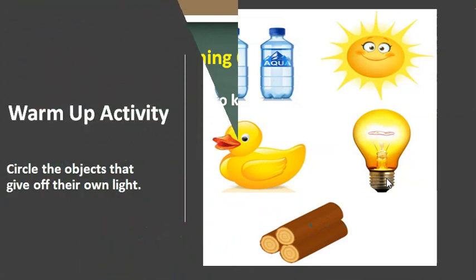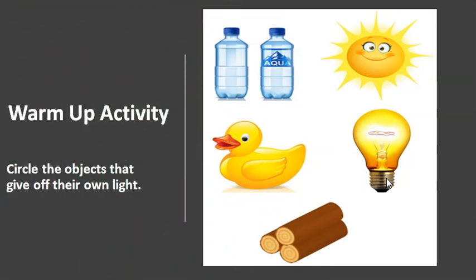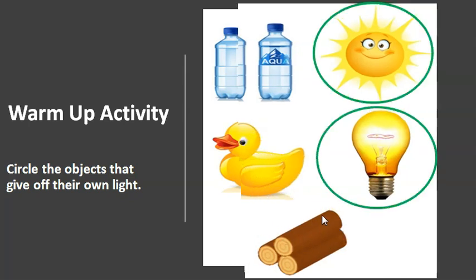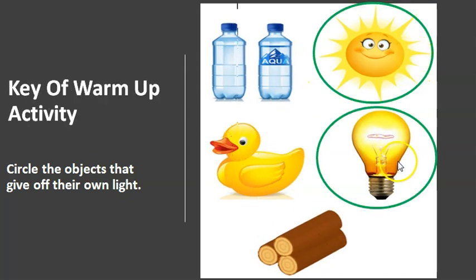Now, the activity time, and I love to do activities. Circle the objects that give off their own light. The objects having their own light. Plastic bottle, no. Sun, must be. And rubber duck, no, not at all. Bulb, yes, the bulb has its own light. Wood, no. So let's see. Yes, I am right. Sun and bulb, they both have their own light.